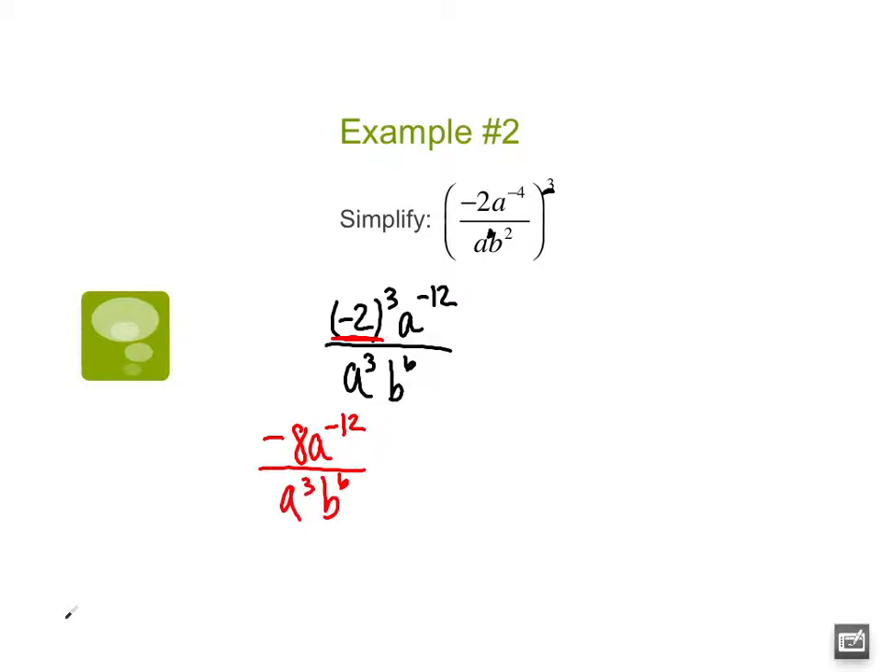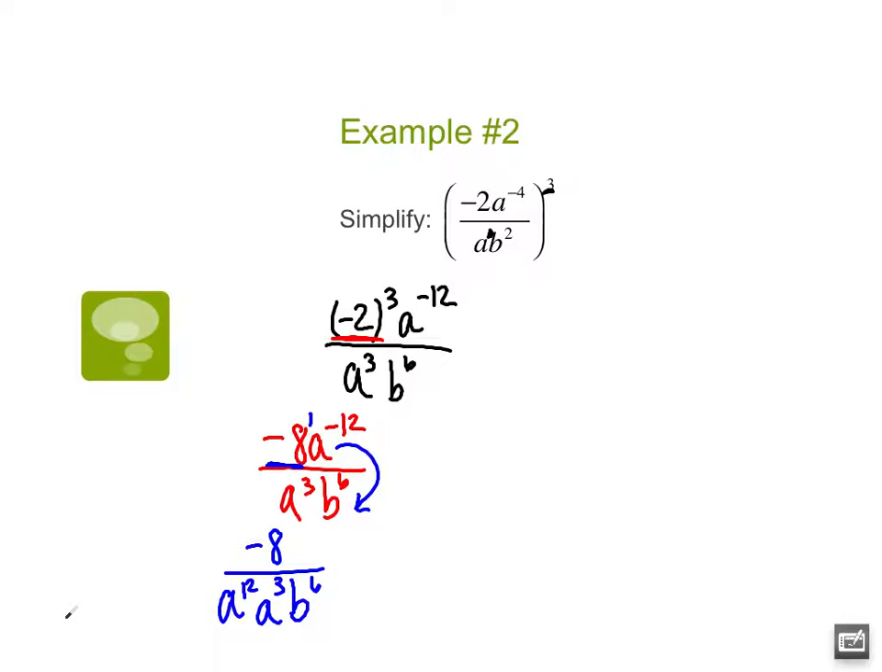Okay, step number 2 was to get rid of any of those negative exponents. So we're going to move from numerator to denominator. Remember that this negative 8 has an exponent of 1. It's a positive exponent, even though it's a negative number. So negative 8 is the only term that we keep in the numerator. Denominator, we have a to the 12th, a to the third, b to the 6th.